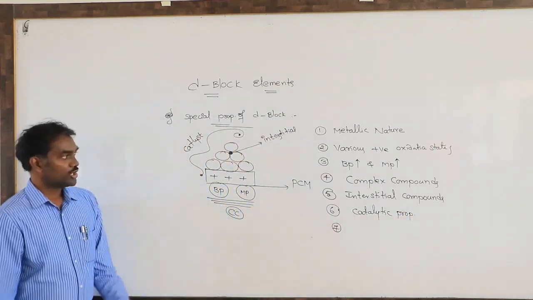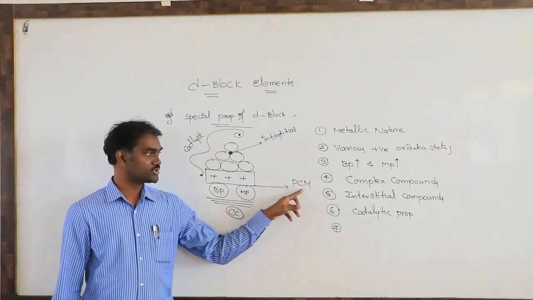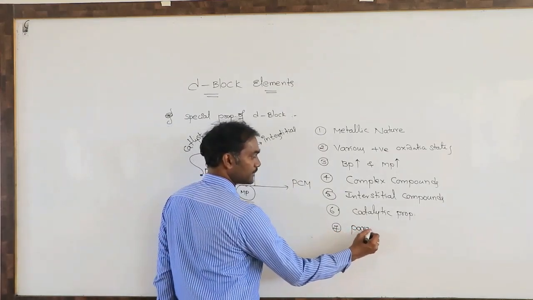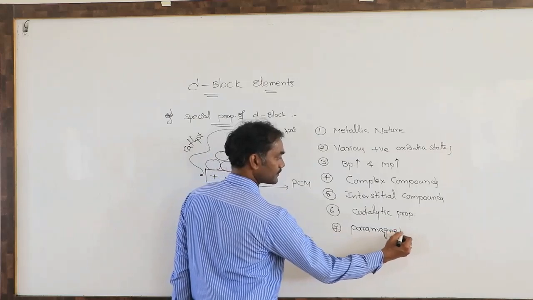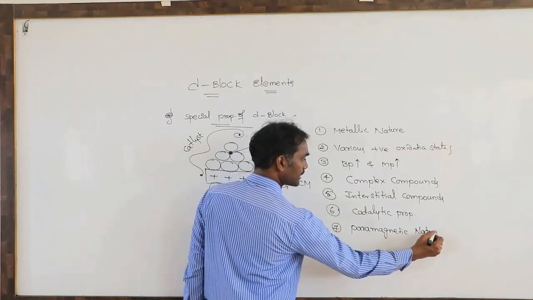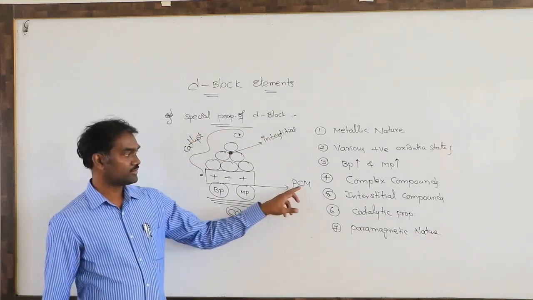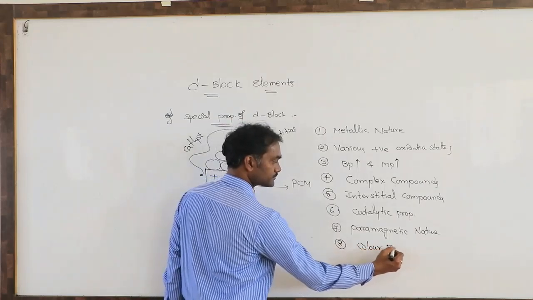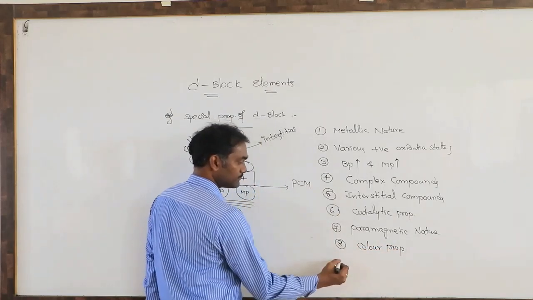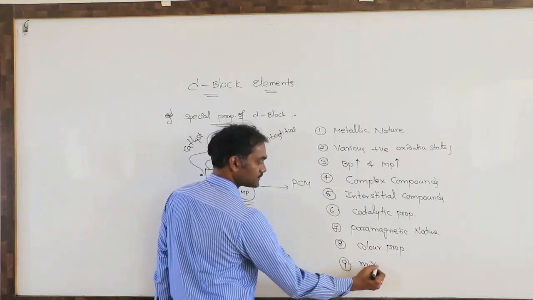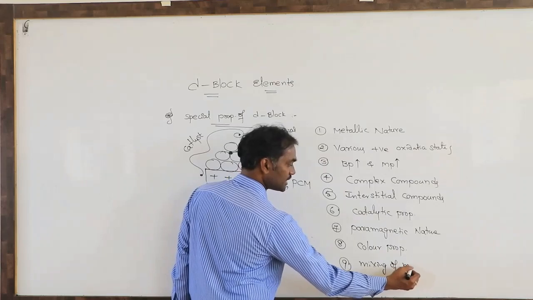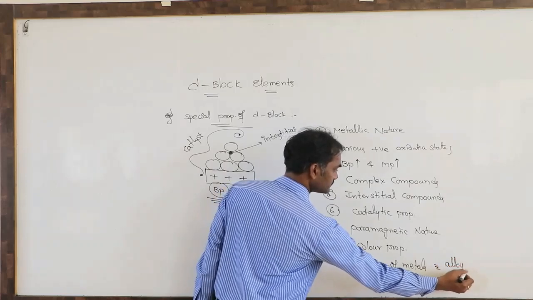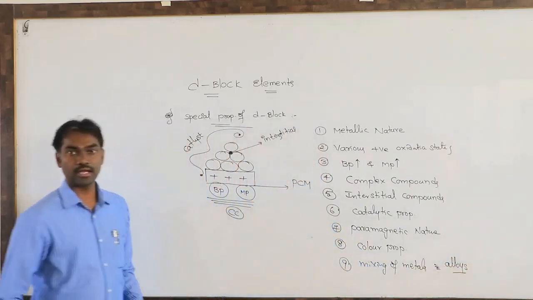Next, we have written PCM. PCM students are pulling this chariot. P means you can think of paramagnetic, so these are showing paramagnetic nature. Next, another one is C. C indicates color property. Next, M. That is mixing of metals. Mixing of metals is nothing but alloys, so they readily form alloys.